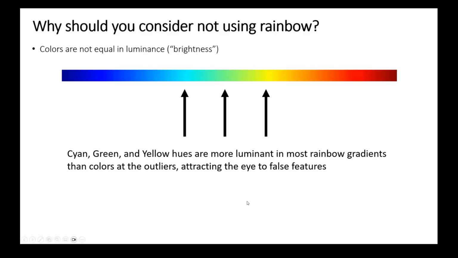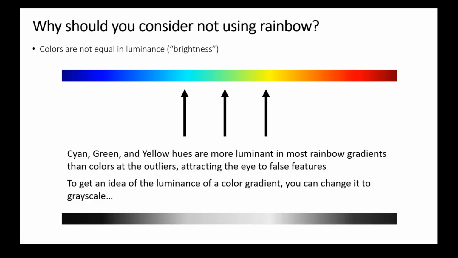And in fact, these luminant colors can often attract your eyes to false features, which I'll show you in a bit when you're working with geologic maps, such as structure maps or amplitude maps. The brightness kind of draws our eyes to, or washes out features when those colors are present in the color bar. And to get an idea of the luminance of a color gradient, you can always change it to grayscale.